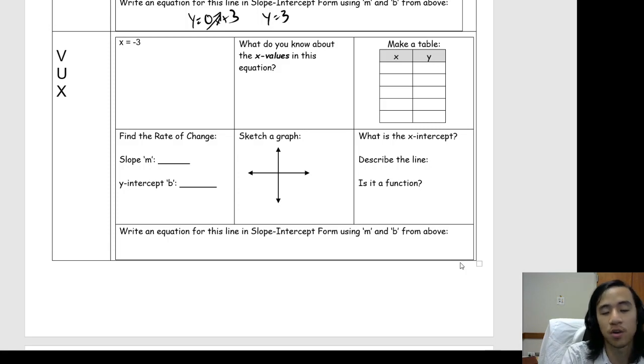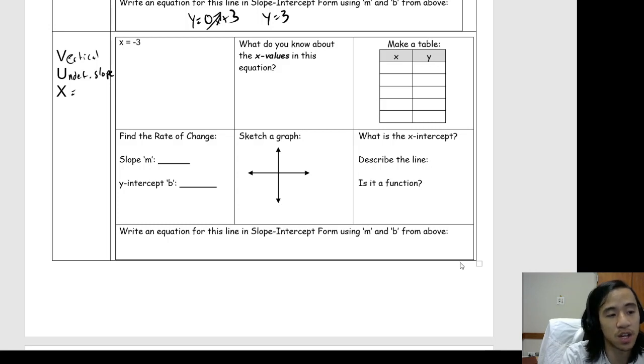Now this is the other half of the acronym. We had HOY, which is horizontal, 0 slope, y equals. This is VUX, V-U-X. V stands for vertical. U stands for undefined slope. And X stands for x equals. It's the same thing with HOY: if you see any one of these things, the other two are true.